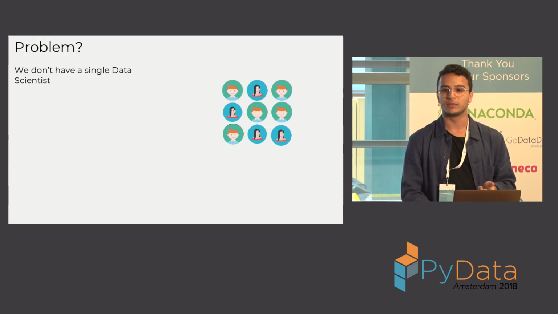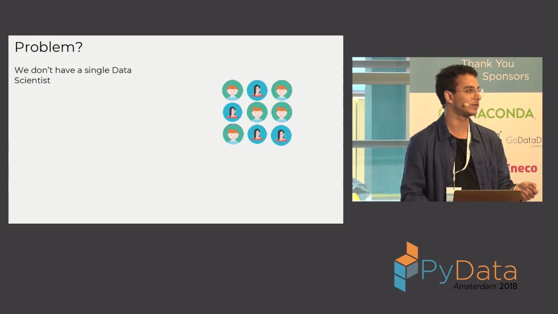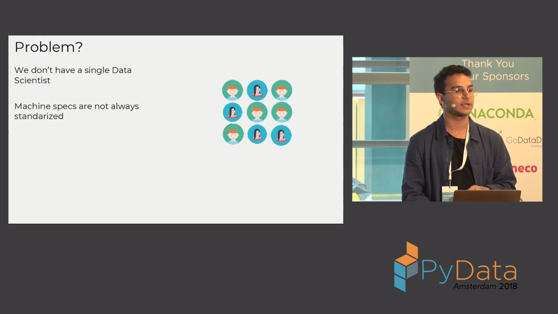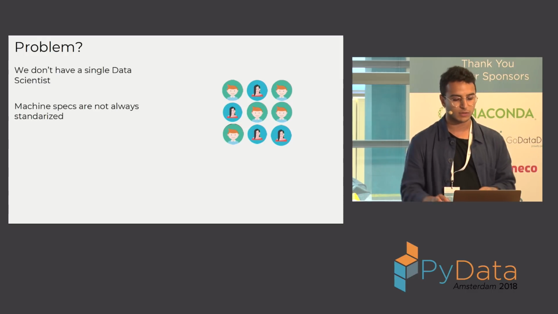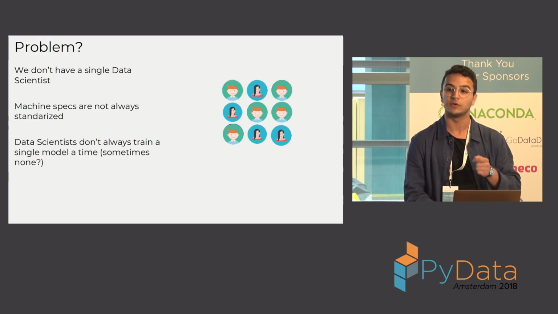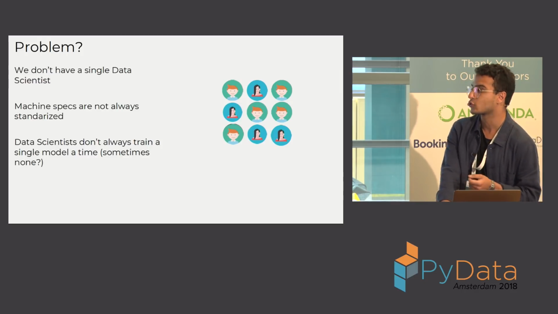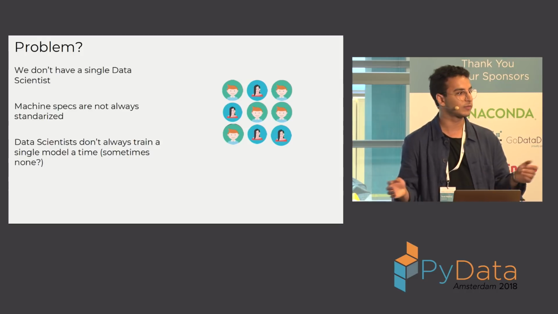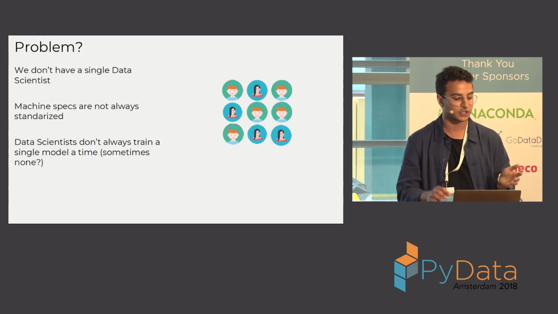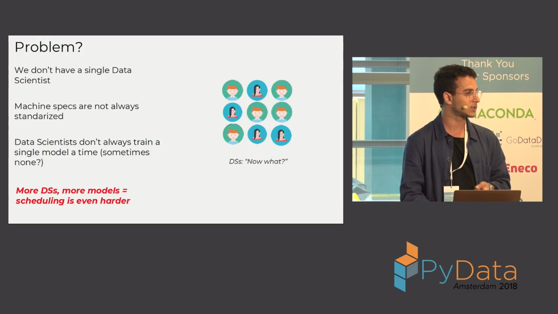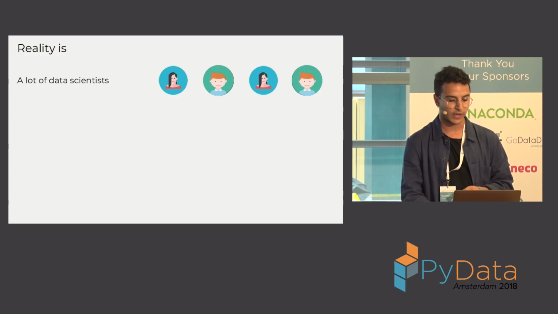So what is actually the problem in this case? We have a lot of data scientists. We have a big machine learning team that we want to enable to train these models in a smooth way. And the machine specs are not always standardized, as I mentioned. So some of them have, I don't know, 40 cores. Others have 8 cores and so on. And I would like to utilize these machines. And data scientists don't always train a single model at a time. So I'm not sure who's training what. And are we training a lot of models, no models, one model? These kinds of questions, I don't want to worry about this. I want to automate this process. So more data scientists, more models, scheduling is hard. That's the main problem that we have.